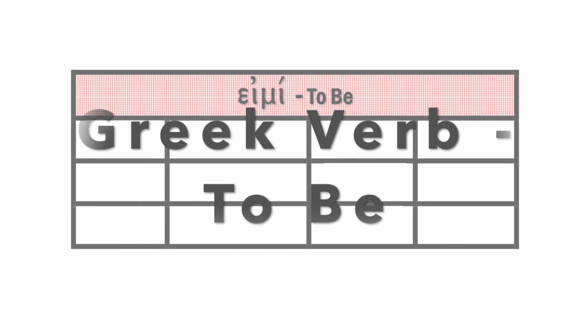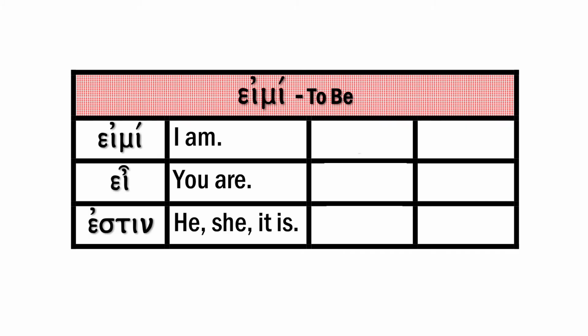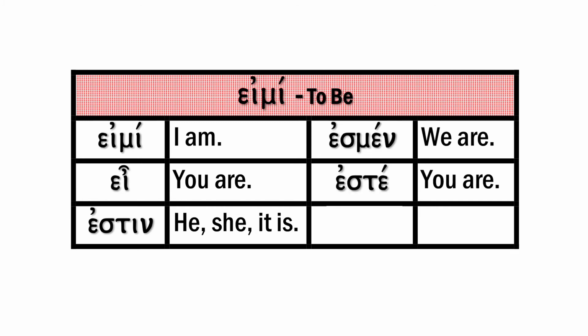The Greek verb to be, as in eimi, I am. Ei, you are. Estin, he, she, it is. Esmen, we are. Este, you are. Eisin, they are.